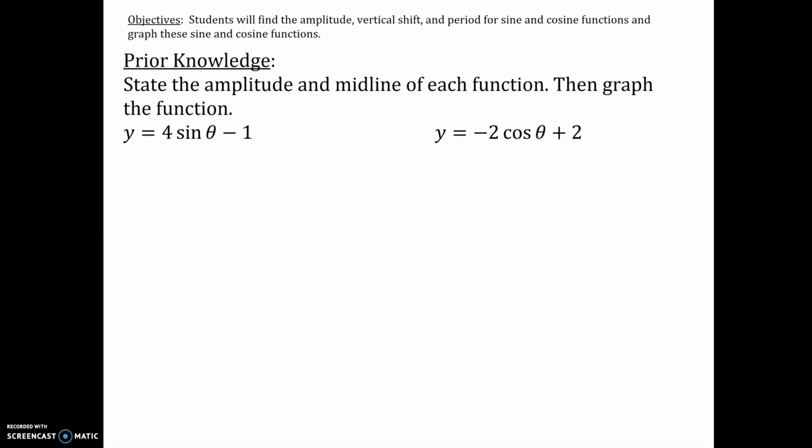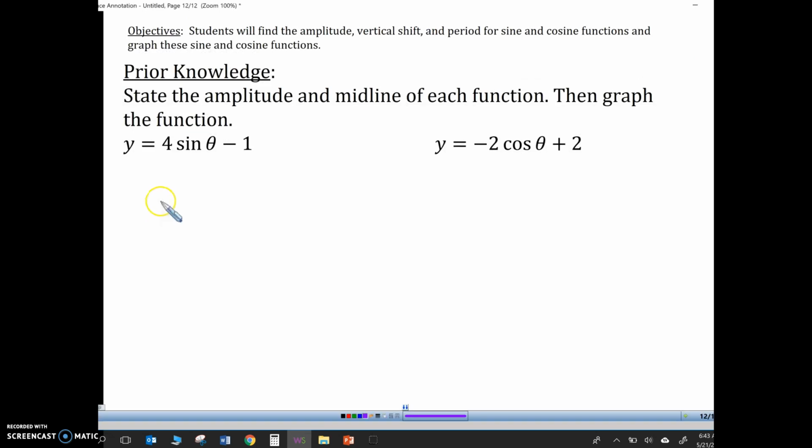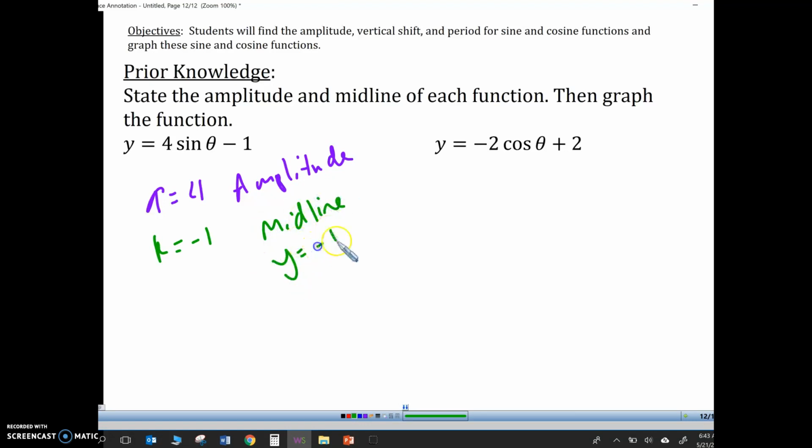Remember that the amplitude, that is your a value. So here we have a value of 4. So our amplitude is 4, right? And we also have a k value. Our k value is -1, right? So our midline is y equals that value. Y equals -1, right? That would be your middle values.